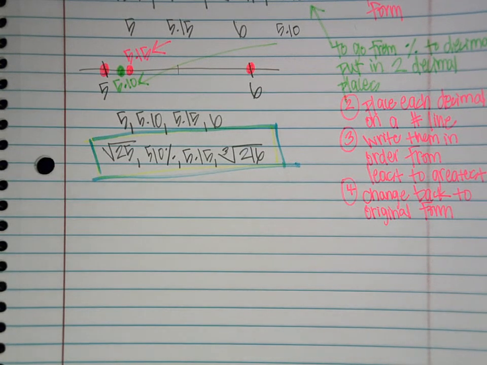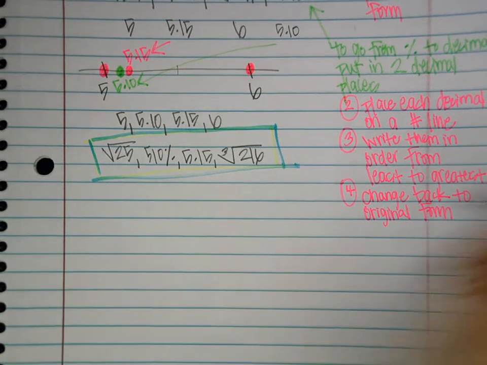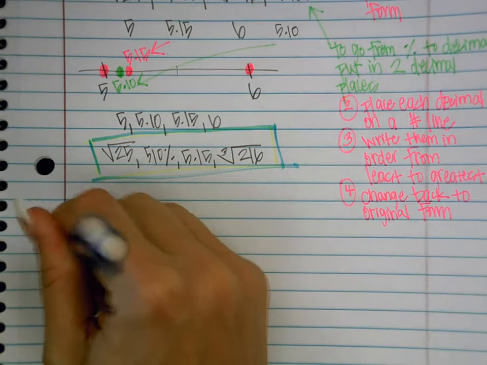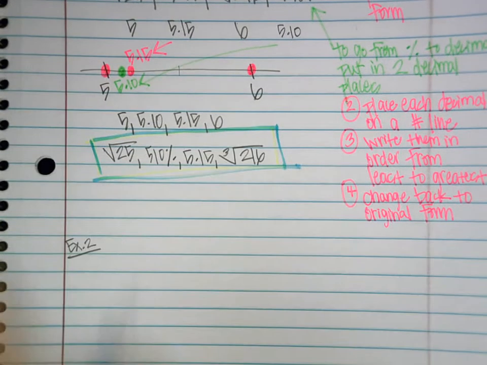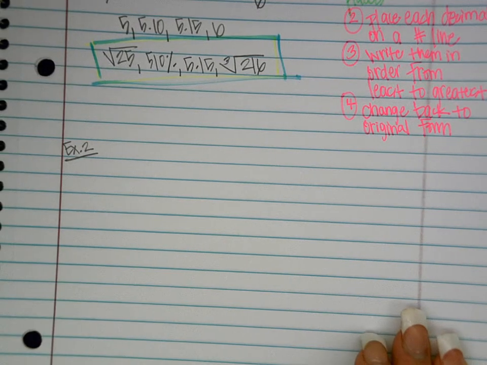So, anyone have questions on how I did that? You feel pretty okay about that? Okay, just putting stuff on a number line. Let's try another one. Number 2. Okay, I'm doing the same thing. I'm still following the place in order from least to greatest instructions. We are doing the same thing with these instructions.